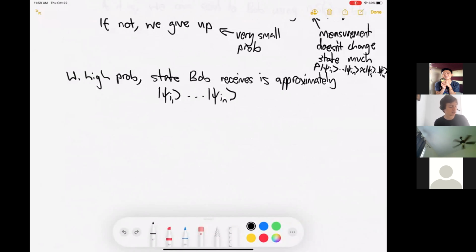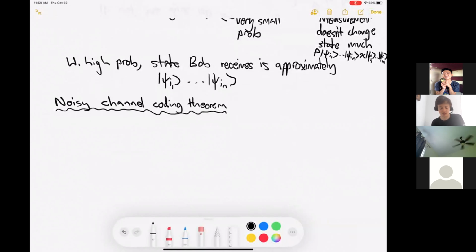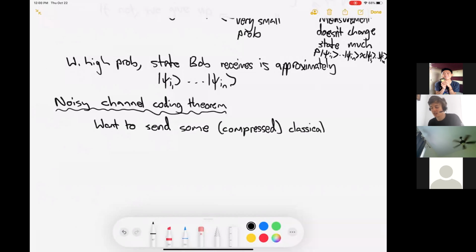Okay, so the other thing I want to talk about today and try and give you some sense of how the proof works is something called the quantum version of the noisy channel coding theorem. Okay, so what we want to do is send some classical message. I'm going to assume it's like a perfectly compressed classical message, so we can't make any savings by compressing it more, like we did before. Each message is equally likely, we want to send any message, any string of 1s or 0s. But the only way we have to do that uses some sort of communication method that is noisy.